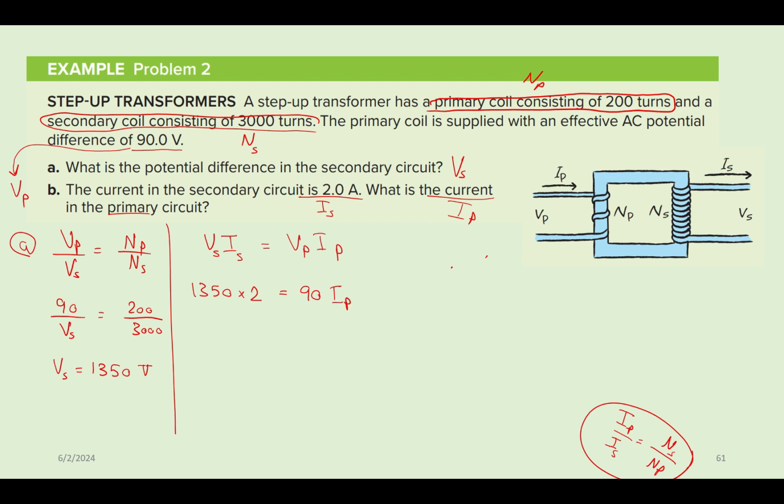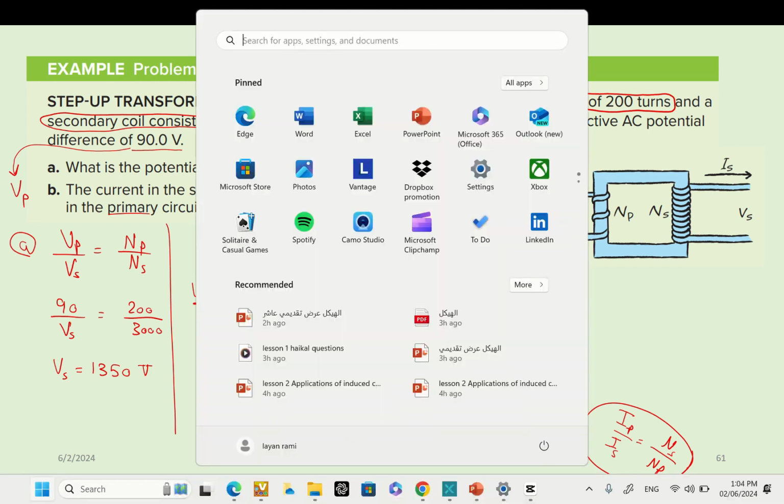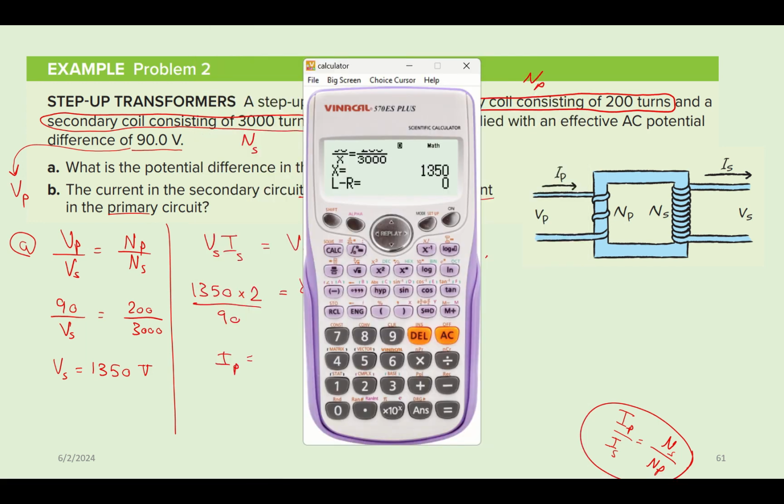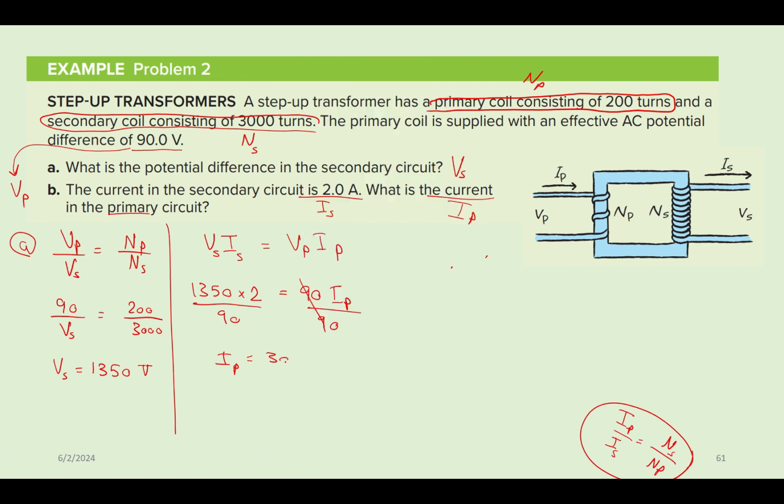You can use the shift solve or divide by 90. So Ip equals... Now we would expect that Ip is less than 2. Let's see, 1350 times 2 divided by 90. That's going to give you 30 amperes.